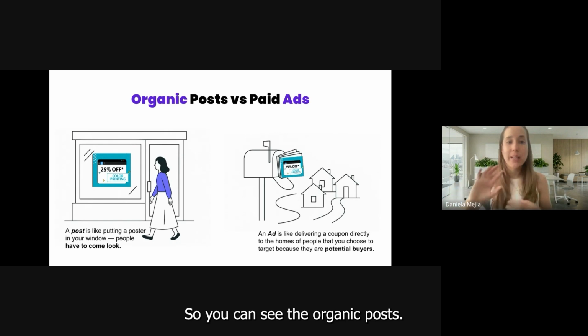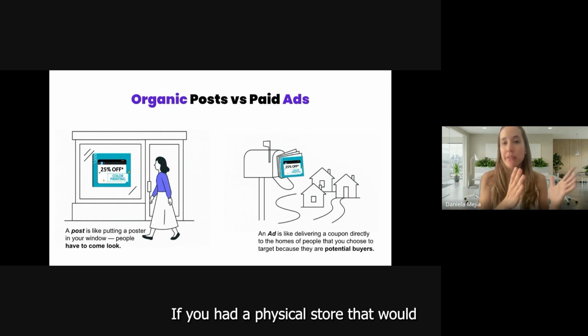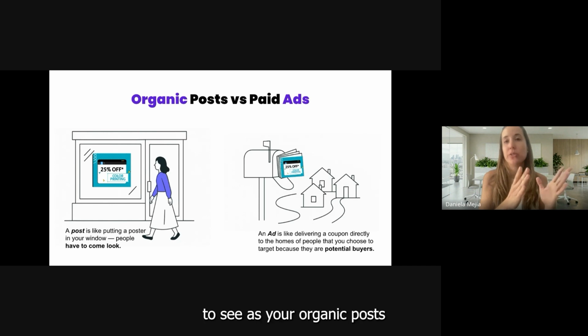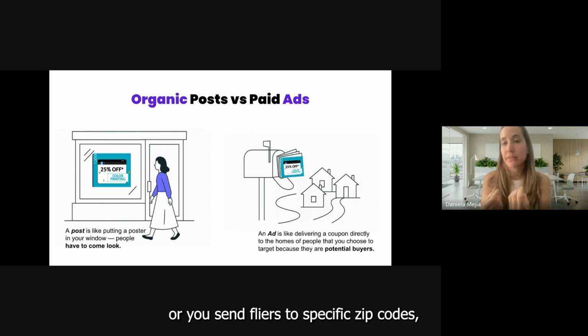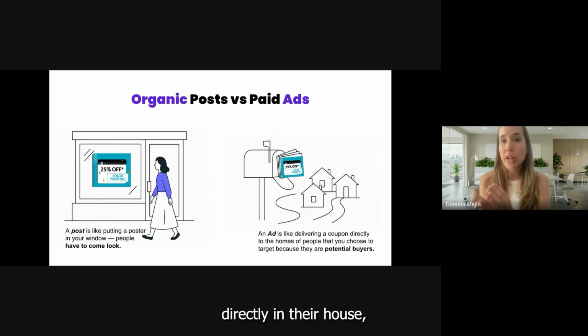So you can see the organic posts, if you had a physical store, as similar to your store itself. And the paid ads would be, for example, when you sometimes want to share EDDMs, or you send flyers to specific zip codes or to specific people. It's the way that you find potential customers, and they are the ones that are going to get it directly in their house, and not everyone else is going to be able to see it.